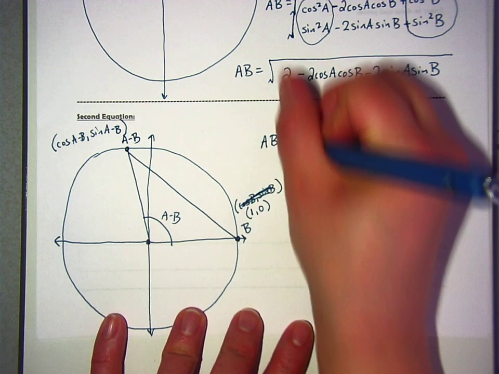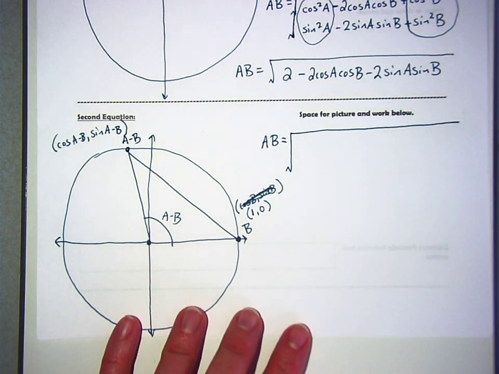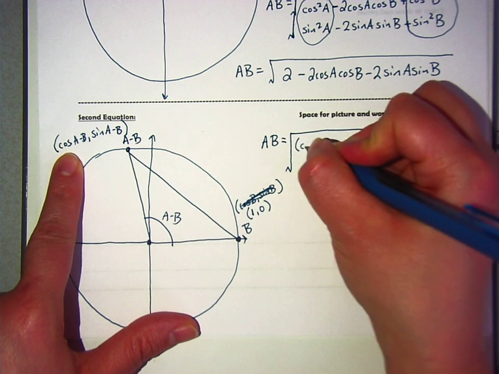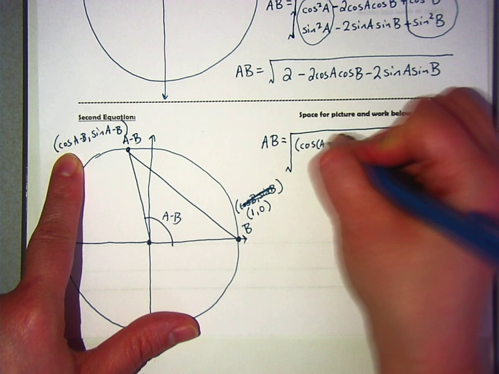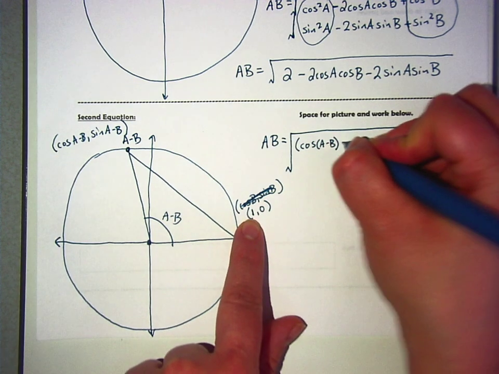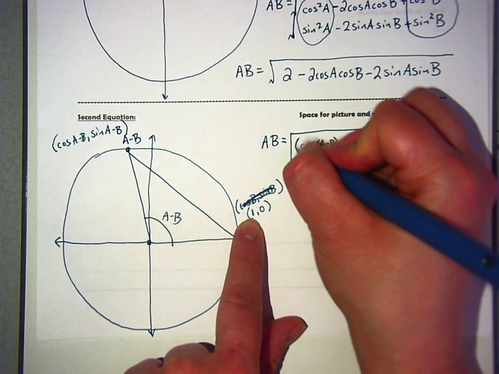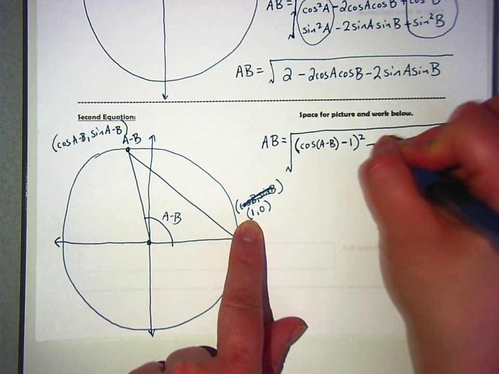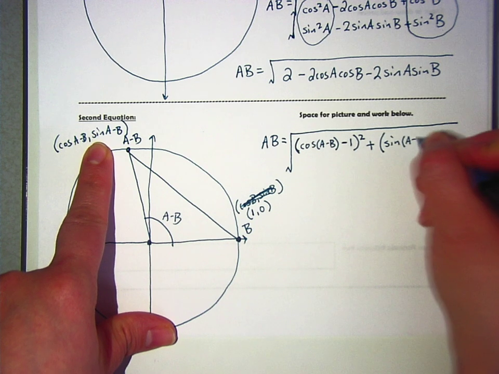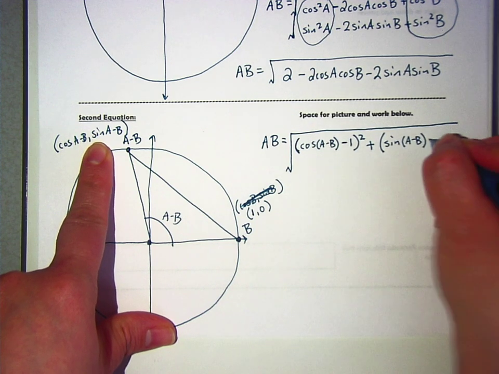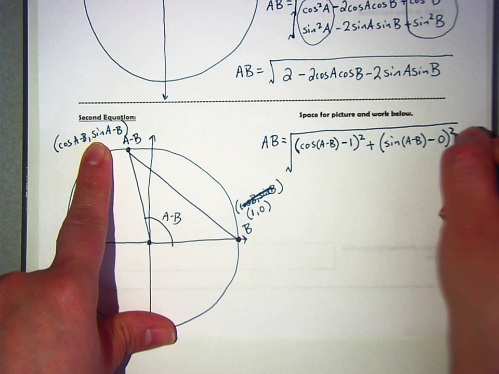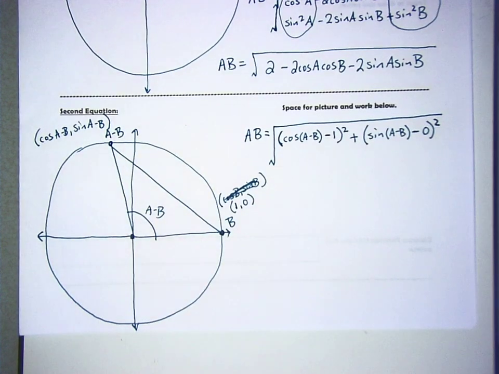All right. Square root. Let's see. It's going to be cosine of A minus B minus 1 squared plus the sine of A minus B minus what? 0 squared. Again, A squared plus B squared equals C squared.